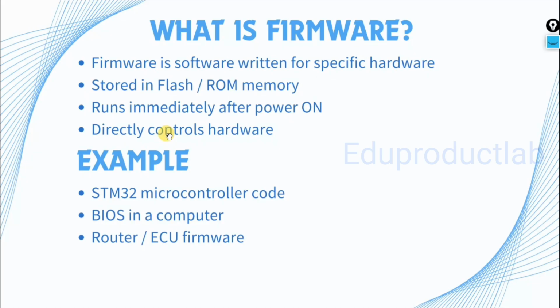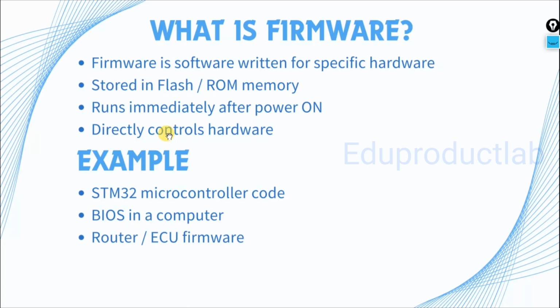Second example: smart TV. When you press the power button on a smart TV, it immediately initializes the display, audio system, memory, and remote control interfaces. This setup process is controlled by firmware. Example 3: car engine control unit, ECU. Okay. Modern cars contain an engine control unit, ECU. The firmware continuously reads the data from the sensors and controls the fuel injection, ignition timing, and engine performance in real time.